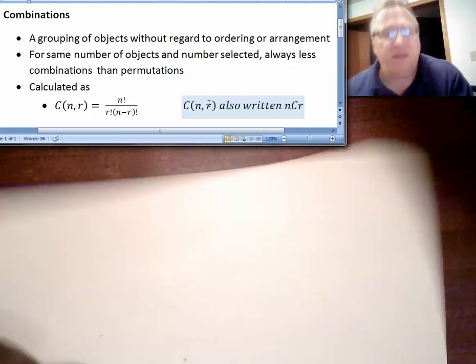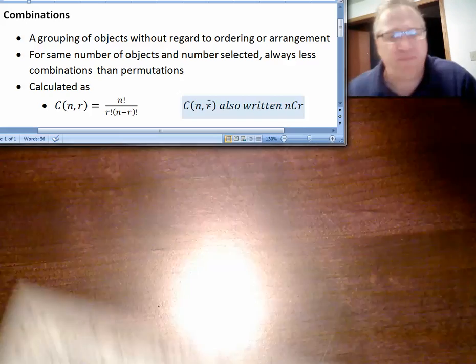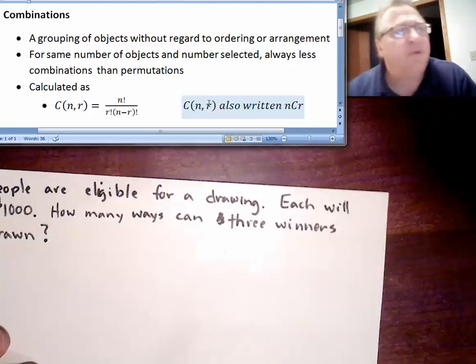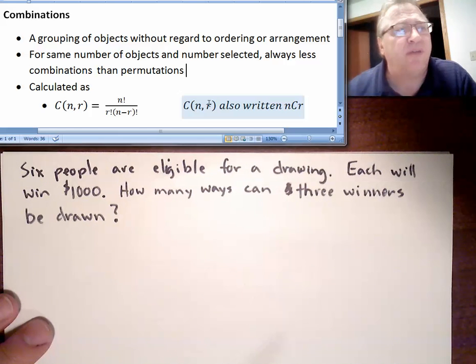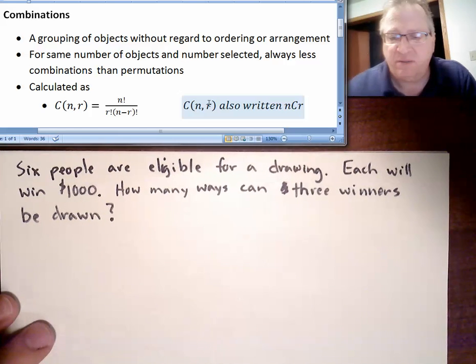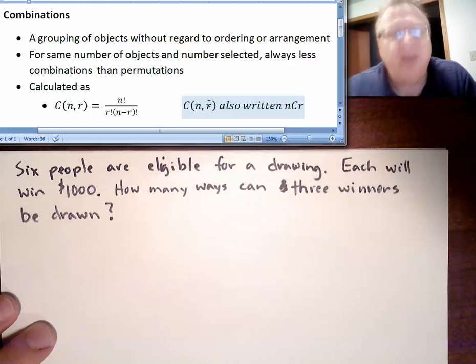Okay, let's jump right to a combination problem. In this one, we learn that 6 people are eligible for a drawing. I don't know what they did to earn eligibility, but they are. Each of them is going to win $1,000, and we want to know how many ways 3 winners can be drawn.